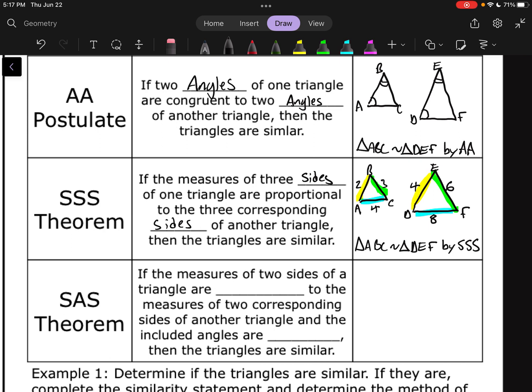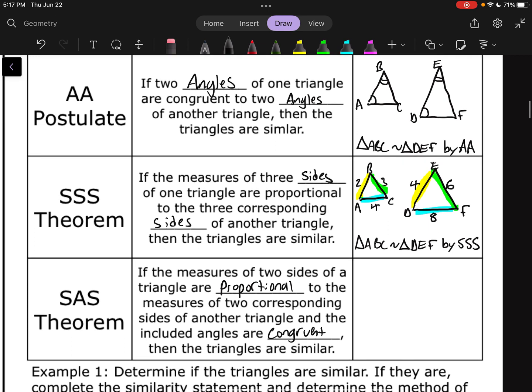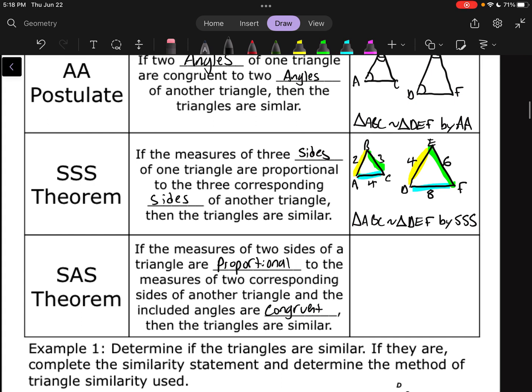And then our last method is going to be SAS. And this one is if the measures of 2 sides of a triangle are proportional to the measures of 2 corresponding sides of another triangle, and the included angles are congruent, then the triangles are similar. So this one's going to look like this. So maybe we know that this side is 2 and this side is 3. This side is 6, this side is 9. And we've got these included angles being congruent.